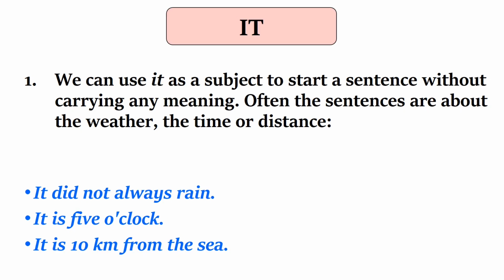Pay attention to some special situations. We can use it as a subject to start a sentence without carrying any meaning. Often the sentences are about the weather, the time or distance. Examples: it did not always rain. It is 5 o'clock. It is 10 kilometers from the sea.